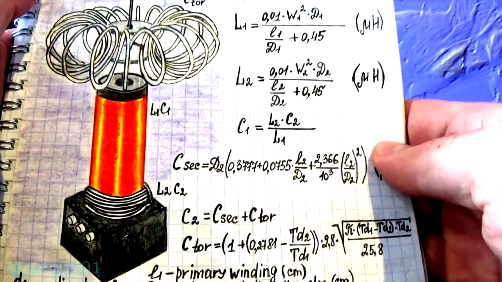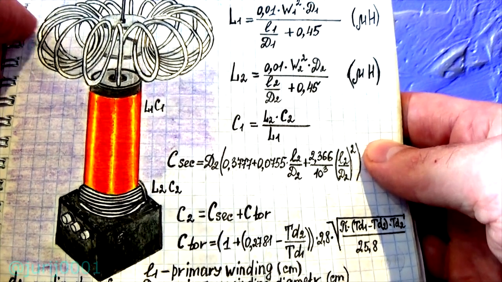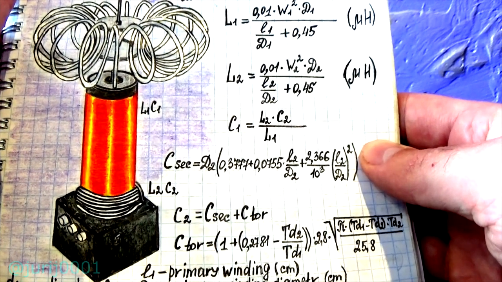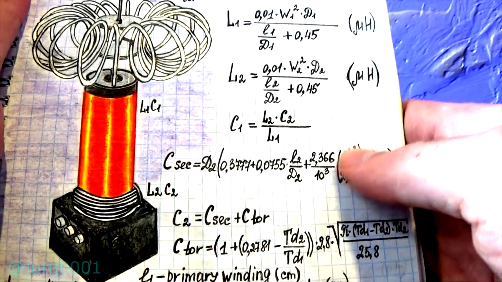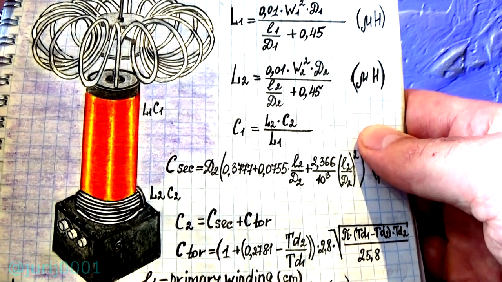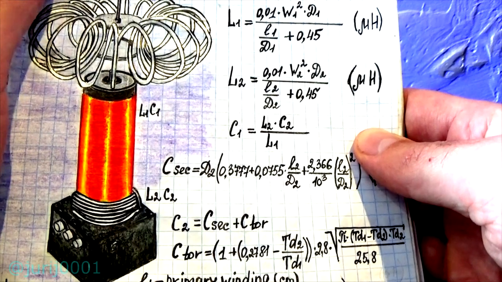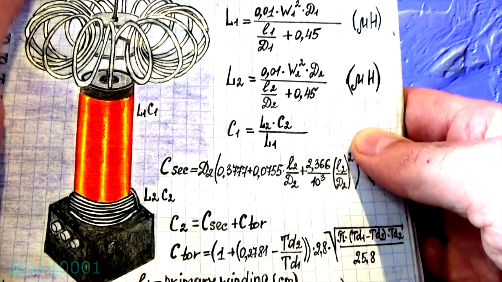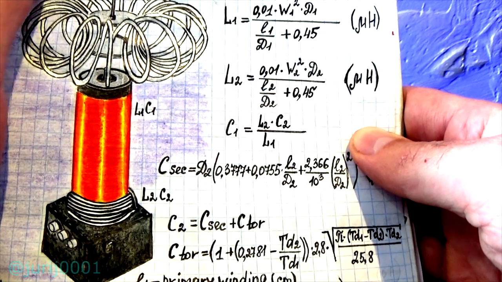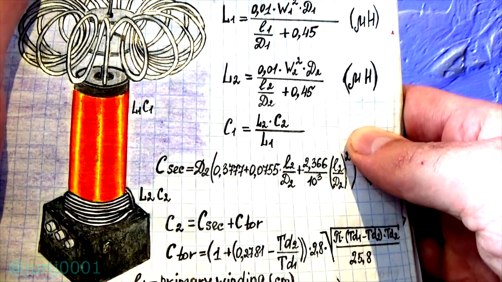A Tesla coil is a resonant transformer with inductive feedback. We are talking about the fact that you need to accurately calculate at what frequency your resonant transformer will work. And most important, this resonant frequency should be equal to the natural frequency of the secondary winding of the transformer. The frequency of the primary winding of the transformer must be equal to the frequency of the secondary winding of the transformer, which is the resonant frequency for the secondary coil.